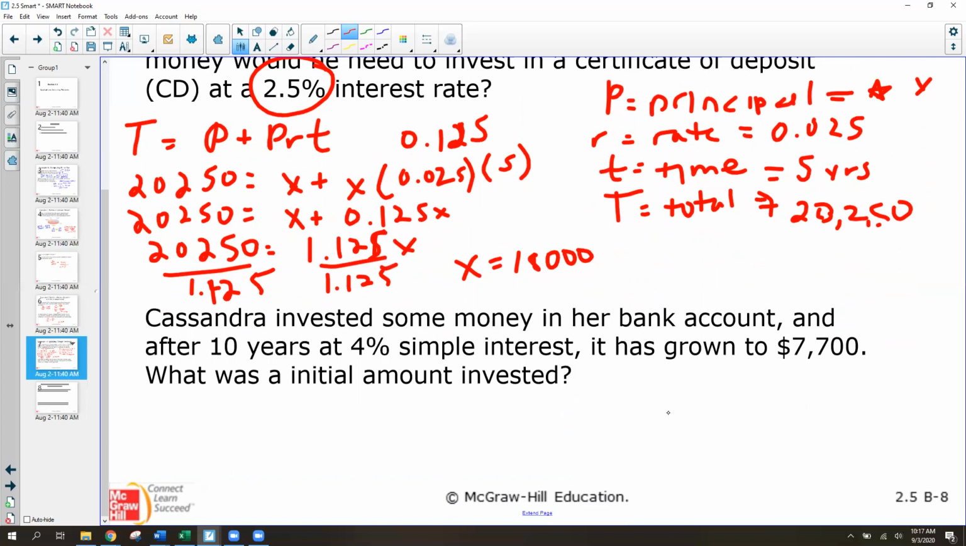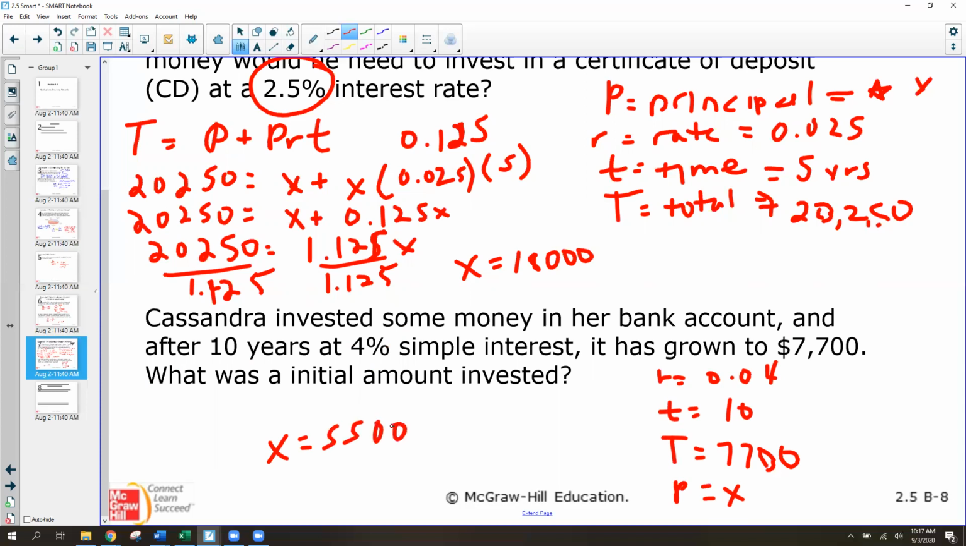Okay, so I know the rate is going to be 0.04. I know the time, little t, is going to be 10. I know the total is 7700. What I don't know is the principal. That's going to be X. This one sets up the exact same way the last one did. So try it out. I will tell you the amount she invested initially was $5,500. If you get stuck, come on into the discussion. You know what to do. Ask, let's work it through.